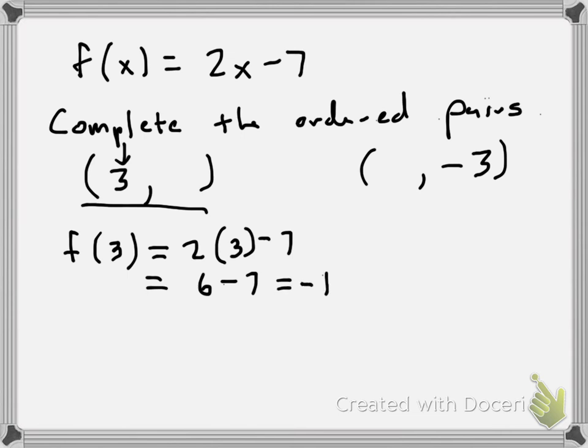And so that is the y value that goes over here. And so that's my complete ordered pair. So this one, because the 3 was what was given and the 3 was in the first position, we want to plug it in for x and then work from there.